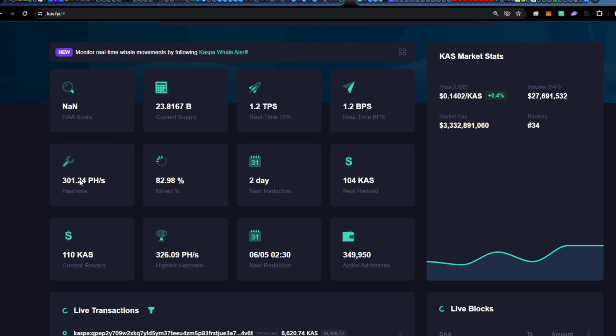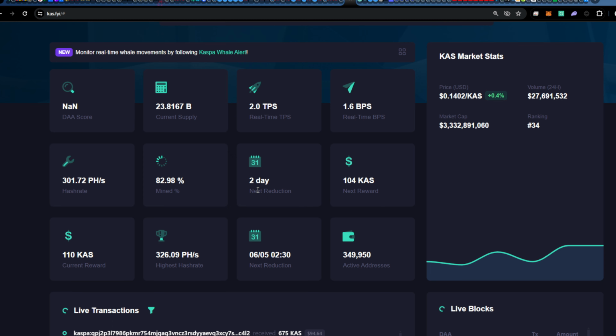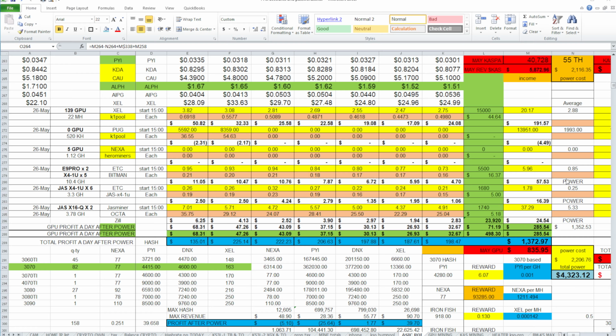So let's go back to Kaspa here. I have the next block reward in probably 3 days. It still shows 2 days here, but I think it's on the 6th. And it's going to go to slightly lower, 103.8, according to the emission schedule, right? So let's take a look at what I have.